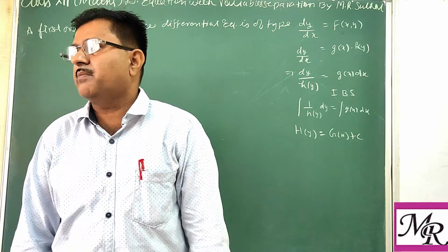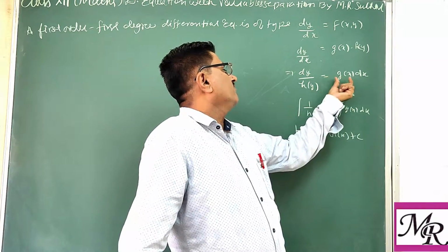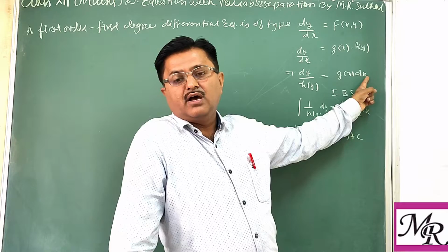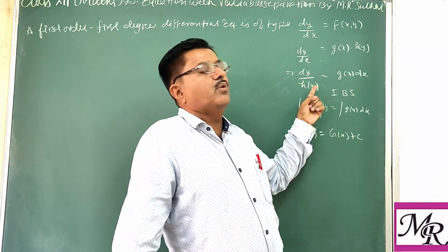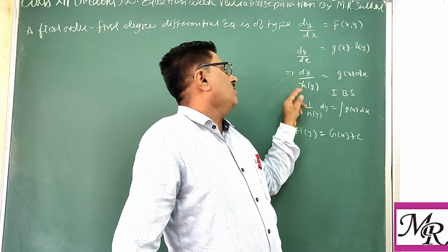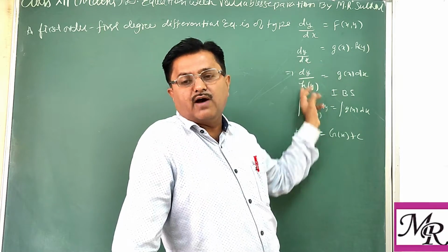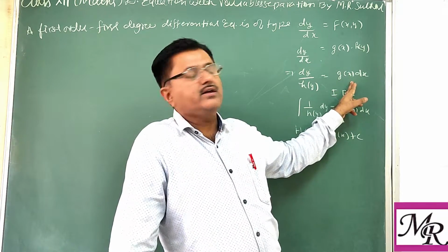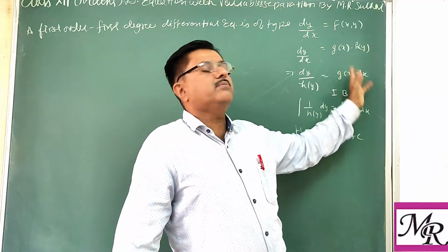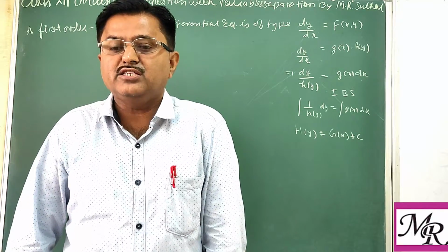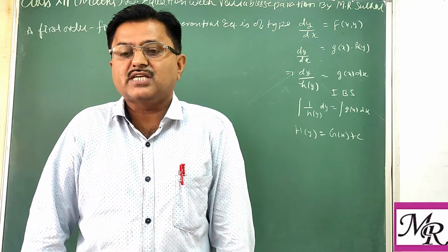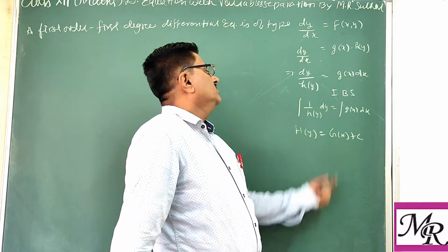Why do we call it variable separation? Because all factors containing x, we take to the side with dx. Other factors containing y, we take to the side with dy. So on the left side, the only variable is y, and on the right hand side, the only variable is x. Clear? So now these variables are separated. That's why this method is known as the variable separation method. Now after separating the variables, one can easily integrate.